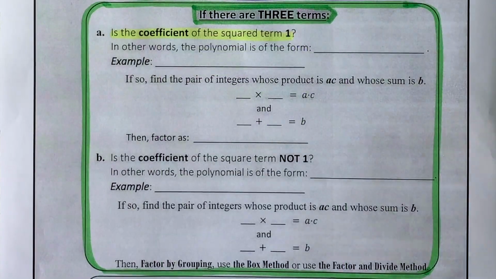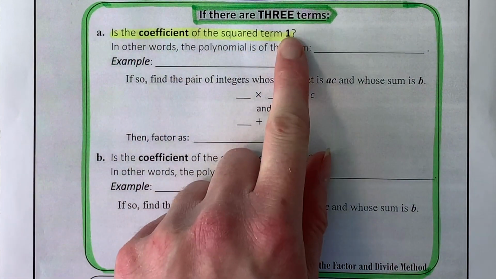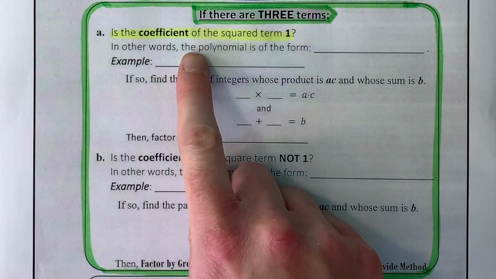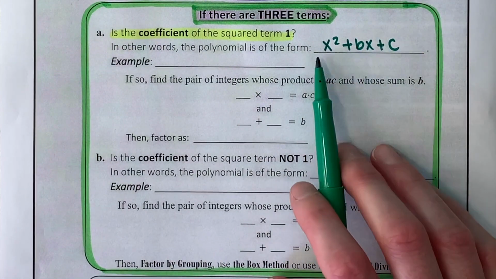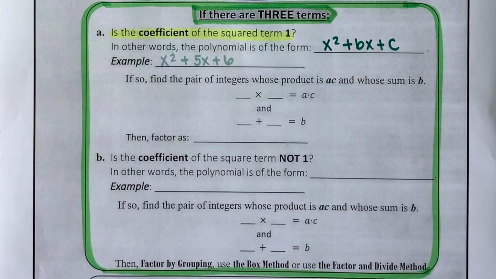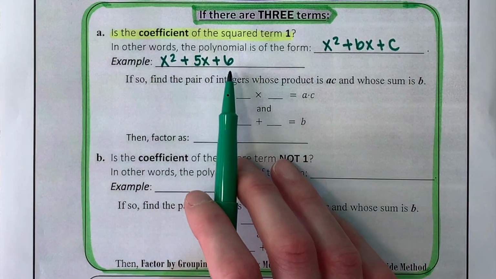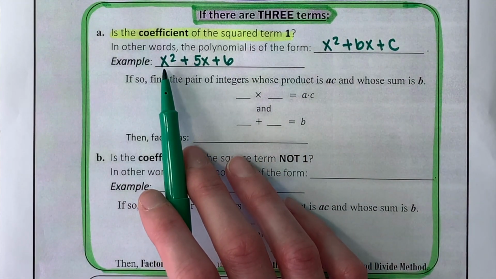Then ask yourself, is the coefficient of the squared term 1? In other words, the polynomial will be of the form x squared plus bx plus c, where the coefficient of the squared term is 1. An example would be this trinomial here. And the coefficient of the x squared term is a 1.